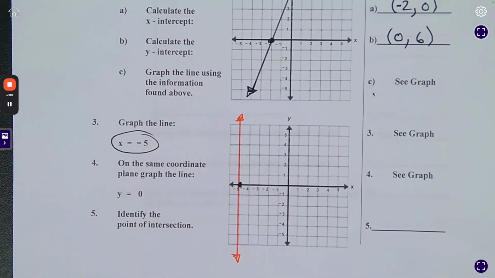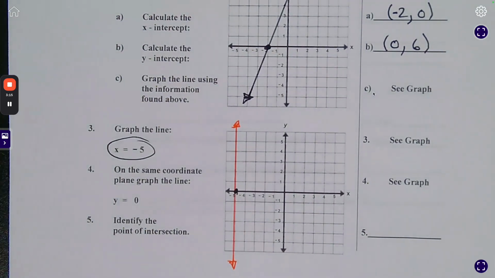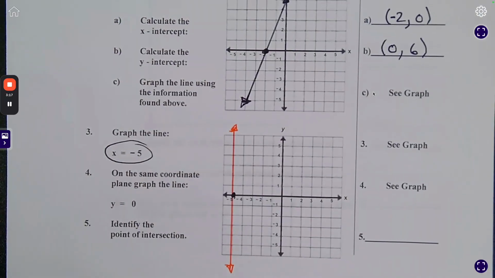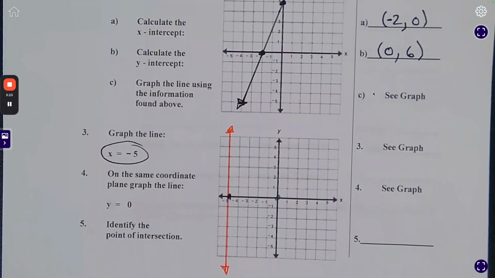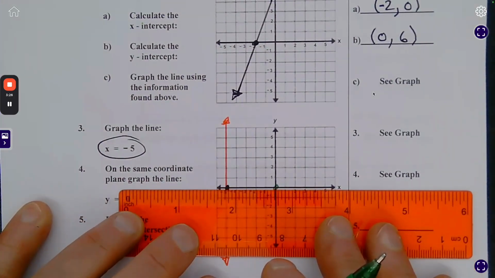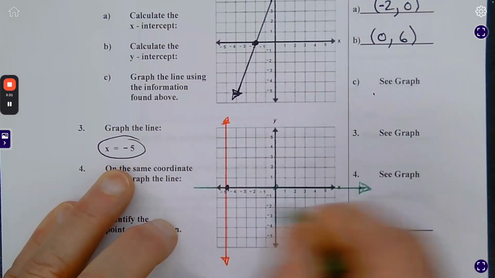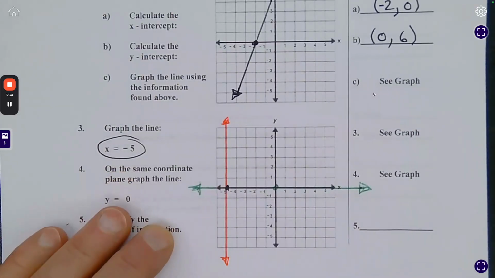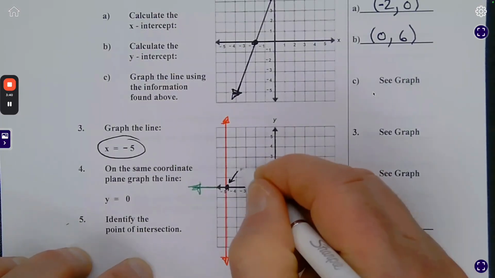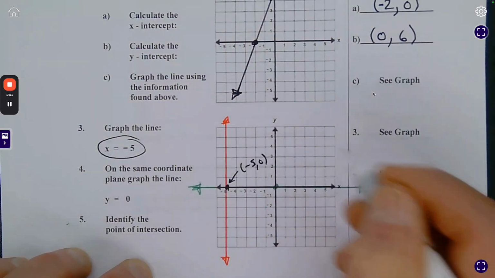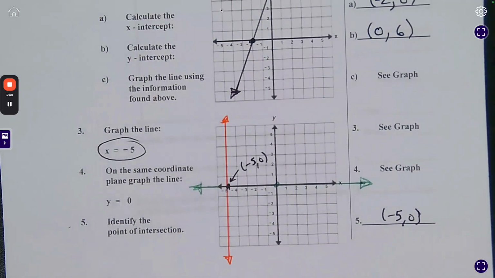Okay? All right, now I'm going to go ahead and graph y equals 0. To graph y equals 0, I'm going to go where the y value is 0. Well, this is a tricky one because the y value is 0 right there. Okay? Now, this is a horizontal line. So y equals 0 gives me this. All right, that's it. Those are the graphs. The point of intersection is the point right there, and that point is (-5, 0).